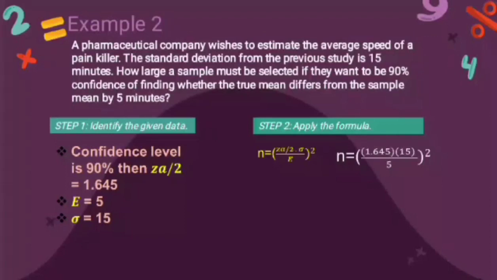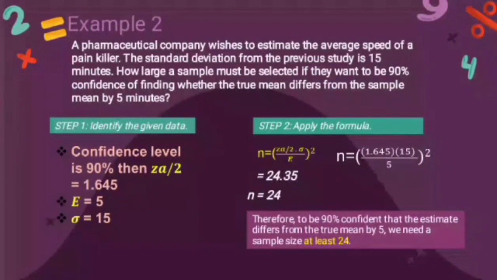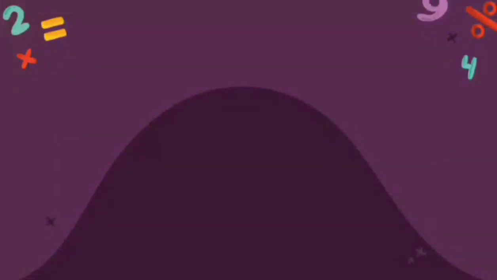Try to calculate that and you will get the answer of 24.35. Since our answer is 24.35, we need to get the nearest whole number from that. So our final answer will be 24. Therefore, to be 90% confident that the estimate differs from the true mean by 5, we need a sample size of at least 24. Let's move on to our example number 3.